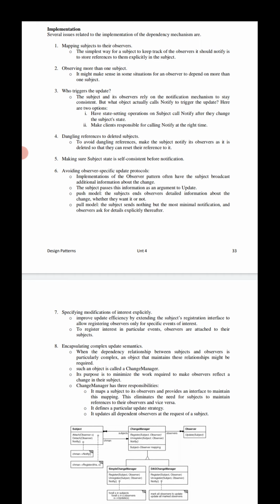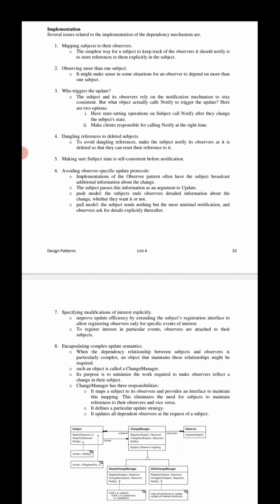Okay, the first implementation here is mapping subjects to their observers. The simplest way for a subject to keep track of the observers it should notify is to store references to them explicitly in the subject. However, such storage may be too expensive when there are many subjects and few observers.